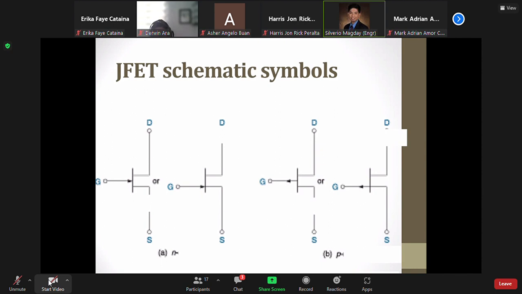So, source, drain, and gate, katumbas siya is emitter, collector, and then your base. Source dun sa emitter, drain dun sa collector, and gate dun sa base. Di ba? Source, yung emitter, drain, yung collector, and base is yung gate.